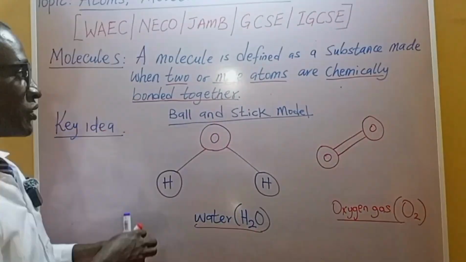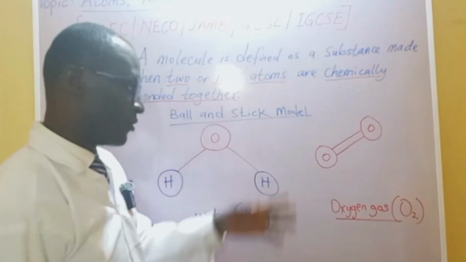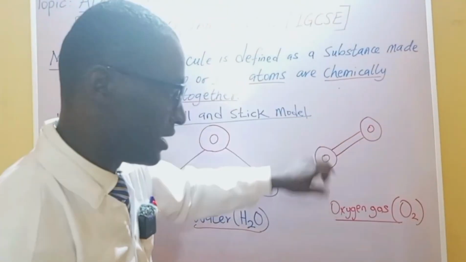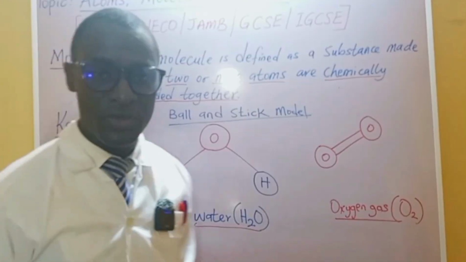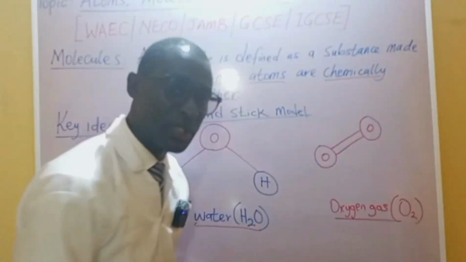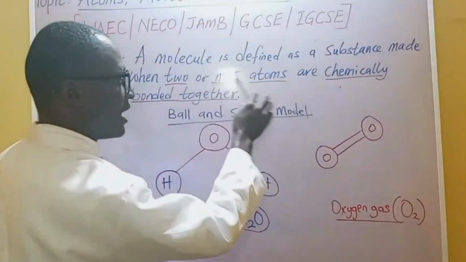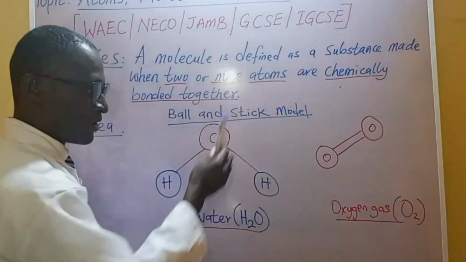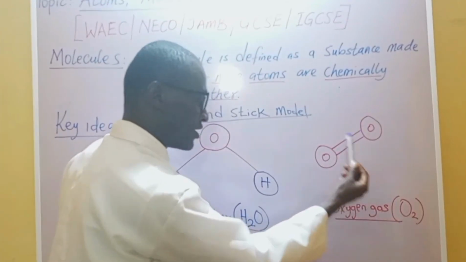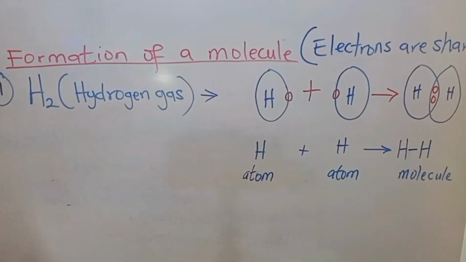So this is how to illustrate what a molecule is and how it is formed using the ball and stick model. The ball and the stick: the stick is the bond. In case you are asked in your exam what the stick represents in your ball and stick model, the stick represents the bonding, because we have defined a molecule to be when 2 or more atoms are chemically bonded together. They are chemically combined. So the stick is the bond. These molecules are formed when atoms combine together chemically, when they are bonded together.